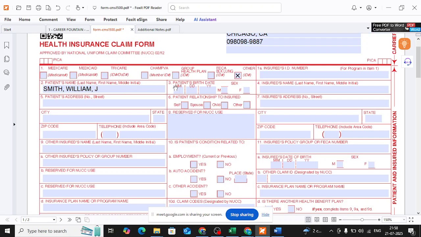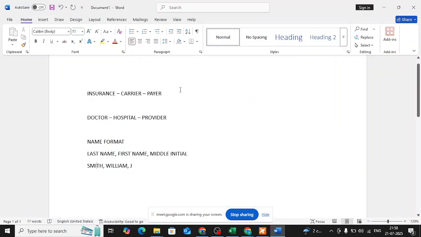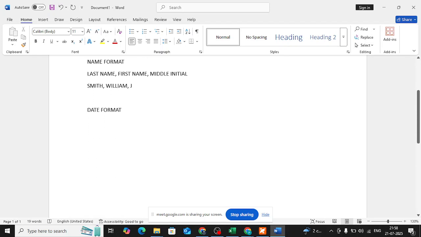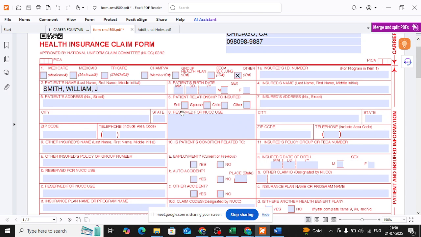Box number 3 is for the patient date of birth. Now the date format is also different in the US. We are following DD, MM, and then YY, but they are following MM, DD, and then YY. You can see here, for MM I'm writing 7, and then DD, and then YY.